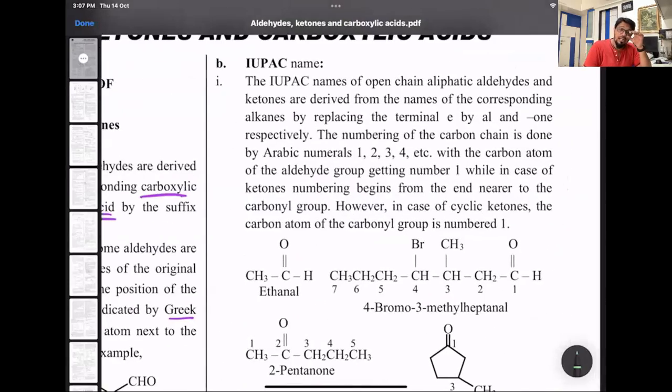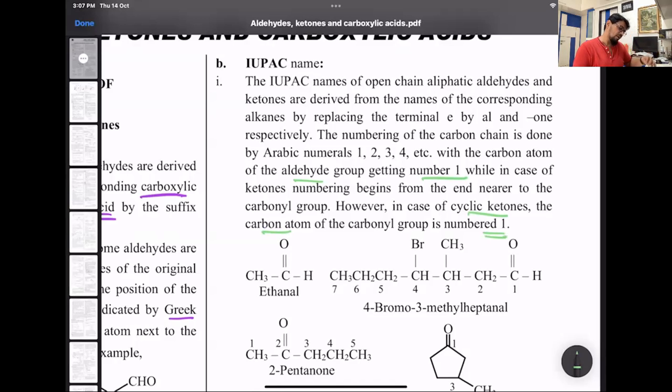In the IUPAC name, aldehydes are named as alkanal, where it's a terminating group, always towards the end. So the CHO carbon will always be at position 1. So that's what it says: the aldehydic group gets number 1. Whereas in the case of ketones, if it is aliphatic, then the carbonyl group is non-terminating. It will come in between. And in the case of cyclic ketones, the carbonyl carbon is numbered as 1.